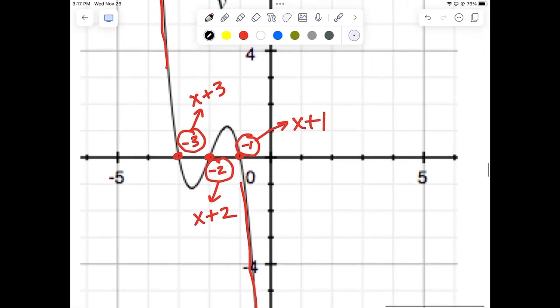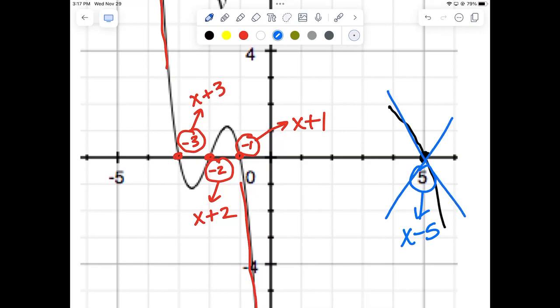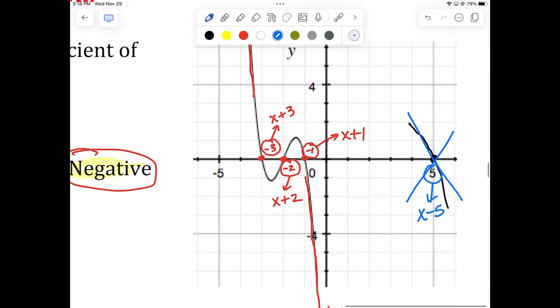Now, just for extra practice, let's say the function came over here and it passed through the point 5. If 5 is a root, what would be the corresponding factor? Not -5, but x minus 5. Okay? Now, I'm going to cross that out because it's not part of the graph, but it gives you something to compare it by because all of these were negative. There's one where it's positive.